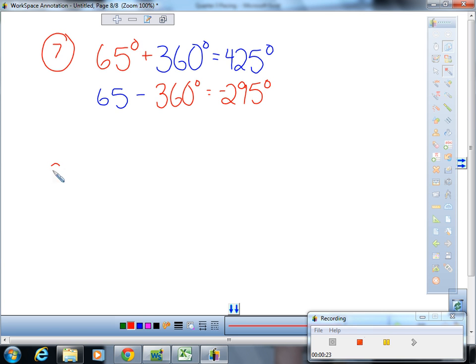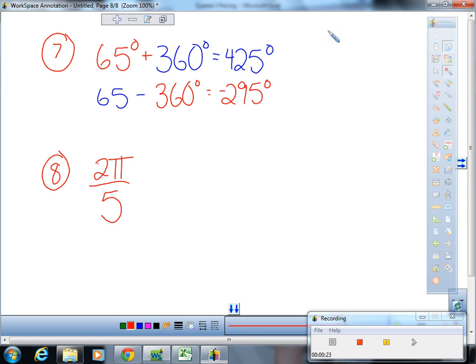Okay? Number 8 is more difficult, and it's not more difficult because it involves radians. It's because radians involve fractions, and you guys just struggle with adding fractions. That's nothing new, but it's okay. We can do it. So 2 pi over 5.